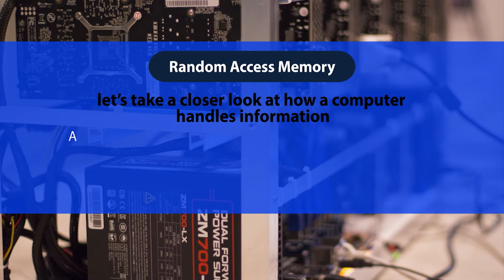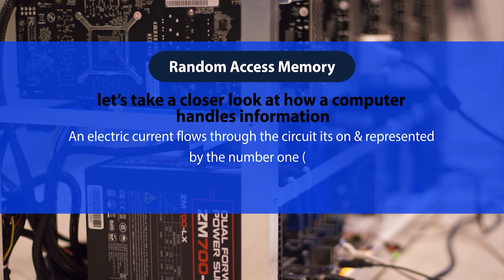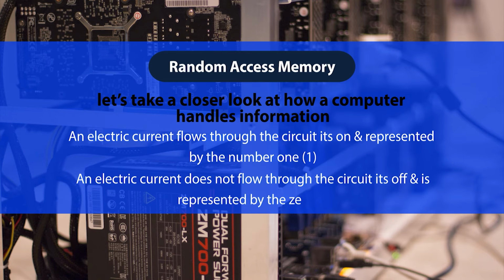There are millions of tiny electric circuits, and for every circuit in a computer chip there are two possibilities. That's what we have discussed earlier, either 1 or 0, which means either the electric current will pass through that circuit, which will be a state on, and it will be represented by a number or bit 1, or the current is not flowing through it, which means the circuit is off and it is represented by a number 0.